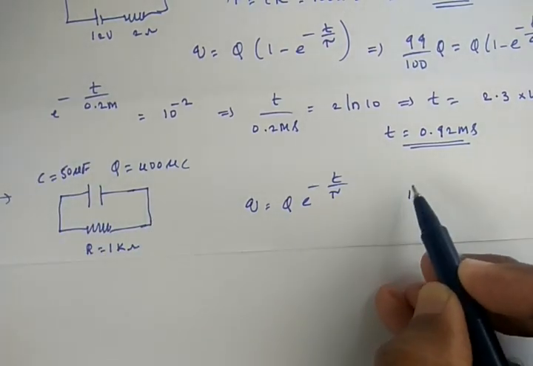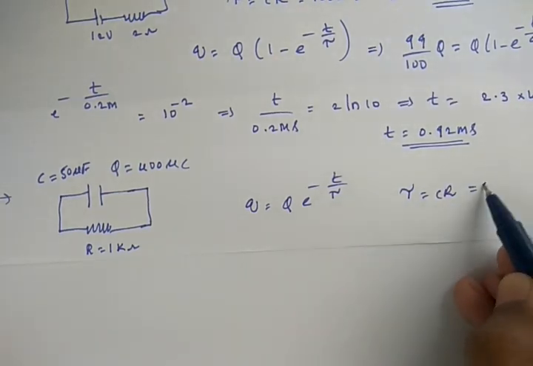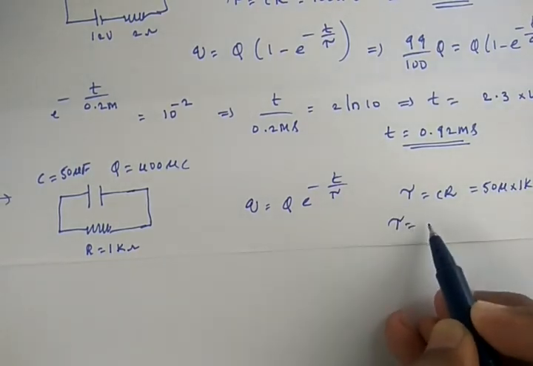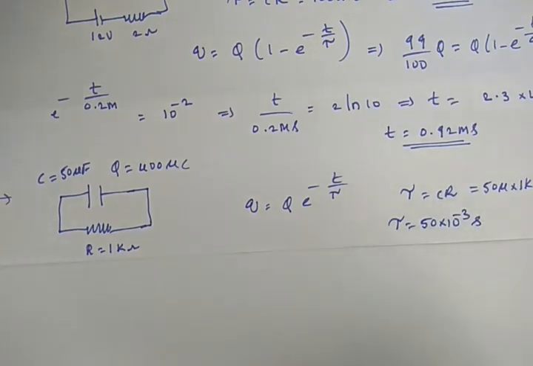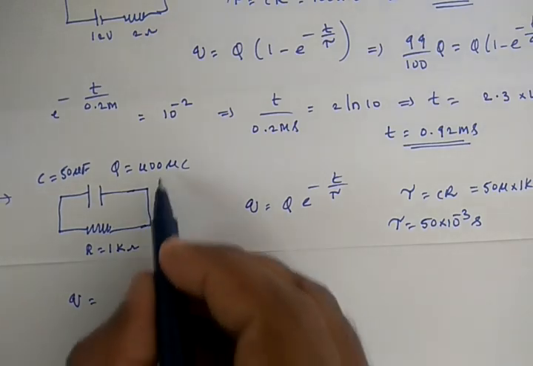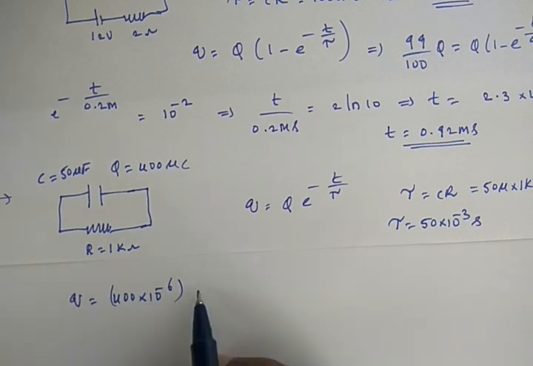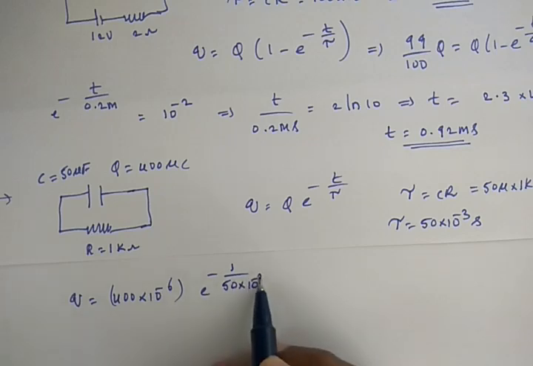Now the capacitance of the capacitor is also given, that is 50 microfarad. So the time constant for this circuit will be CR, and the C value is 50 microfarad into resistance 1 kilo ohm. So that will be equal to 50 into 10 power minus 3 seconds, or 50 millisecond. Now the charge that appears on the plate after 1 second equals Q0 is 400 microcoulomb, 400 into 10 power minus 6 into e power minus 1 by T, where T is 50 into 10 power minus 3.